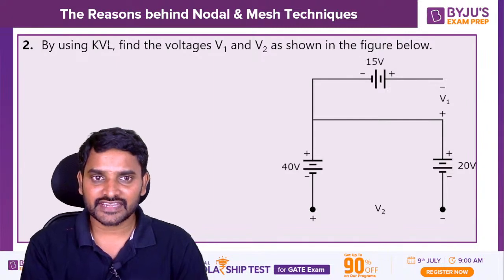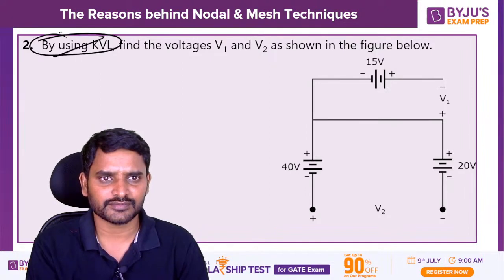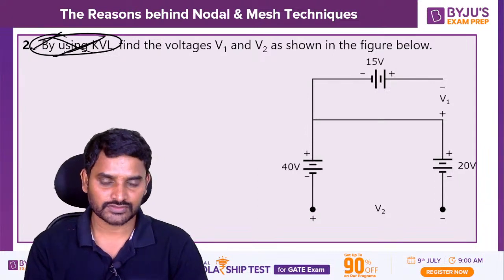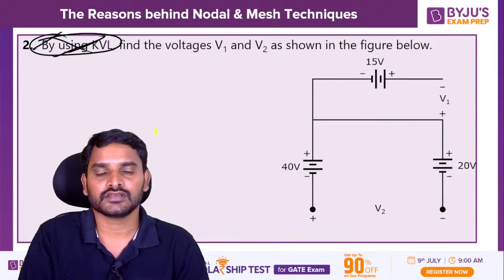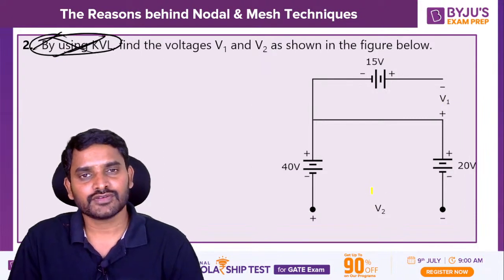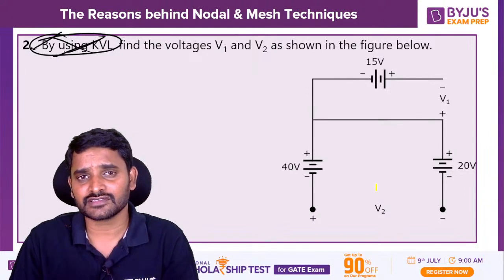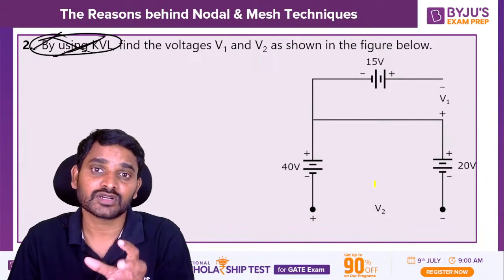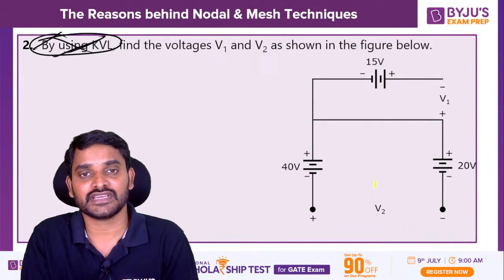He is asking, by using KVL, find the voltages V1 and V2 as shown in the figure. If you look at the diagram, V1 is here, V2 is here. If you want to find V1, let us apply KVL, and always try to apply KVL through a closed path with the minimum number of elements. You need to apply KVL in a closed path where the minimum elements exist.